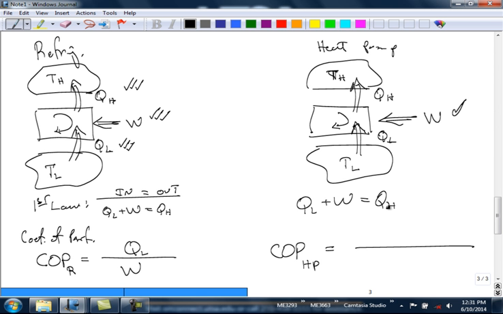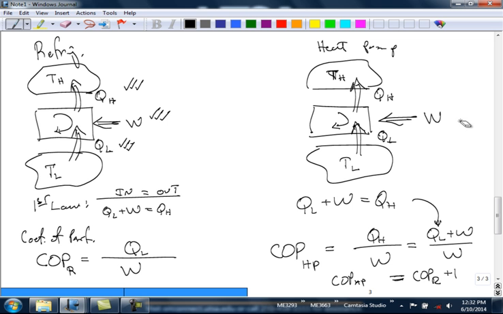Okay, so what do you think is a good definition of the coefficient of performance? What do I want out of the heat pump? I want a large QH. And what do you think I have to pay for? What do I have to supply? Work. True? True. So that's a good definition. These are so closely related, aren't they? Could I replace QH using this equation by QL plus W in the numerator of the coefficient of performance for the heat pump? Sure. That's just algebra. Could I then say that the coefficient of performance of the heat pump sure does look like the coefficient of performance for refrigeration plus one? It's all on your perspective.